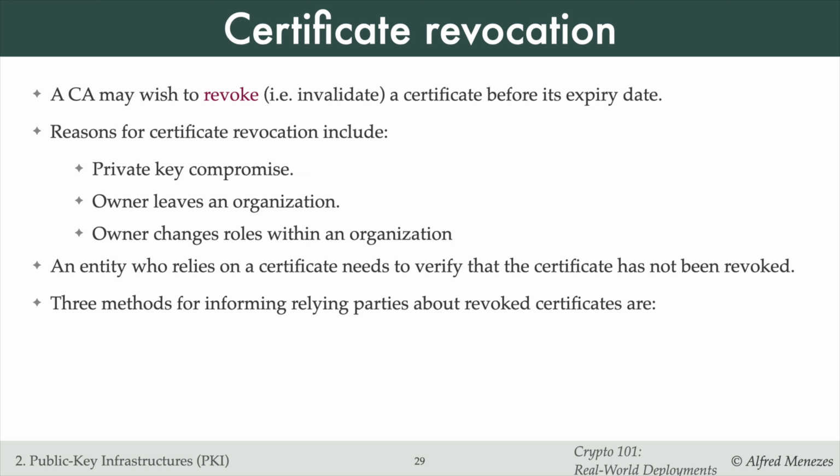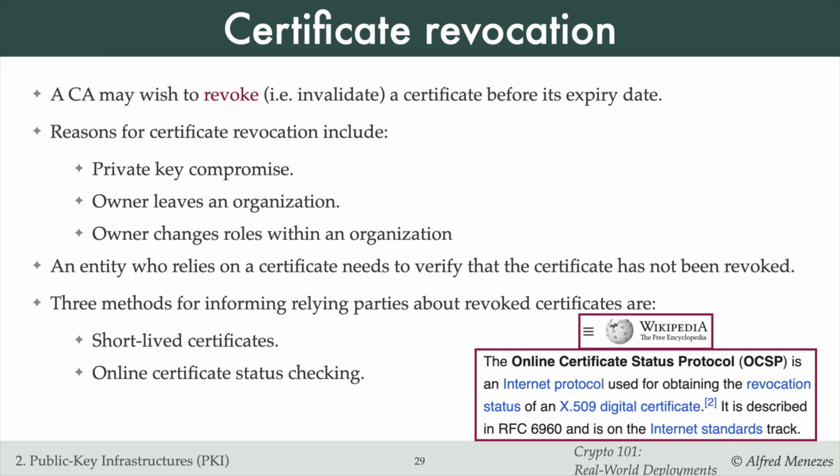There are 3 common methods to inform relying parties about revoked certificates. First, certificates could be issued with a very short validity period, so there wouldn't be a need to revoke a compromised certificate since it will expire soon anyways. Second, an online server can be queried to confirm that a certificate has not been revoked. The Online Certificate Status Protocol, OCSP, is a standardized protocol for checking certificate status online.